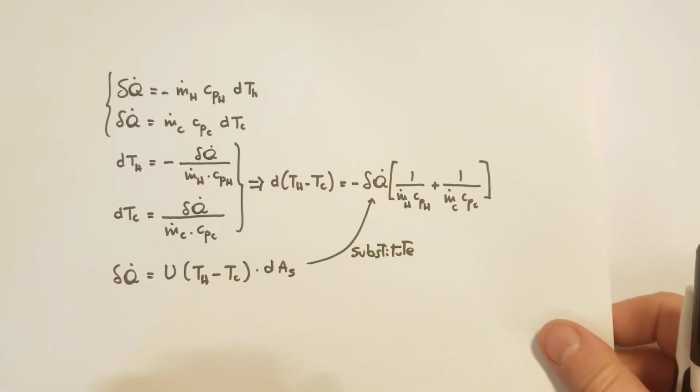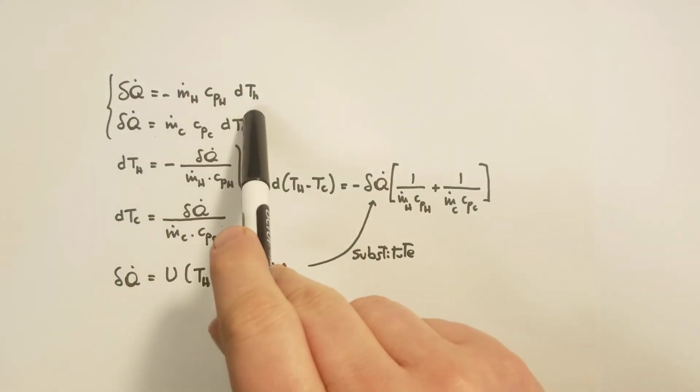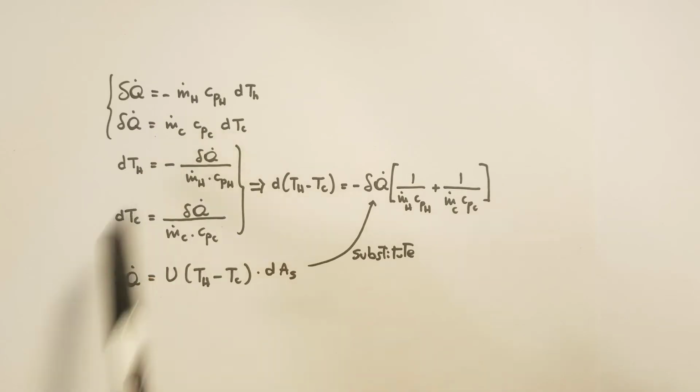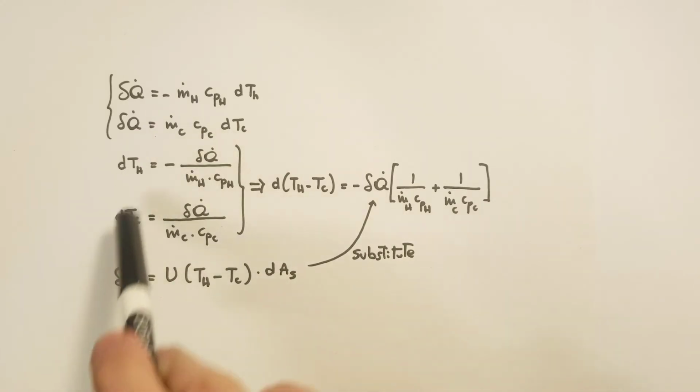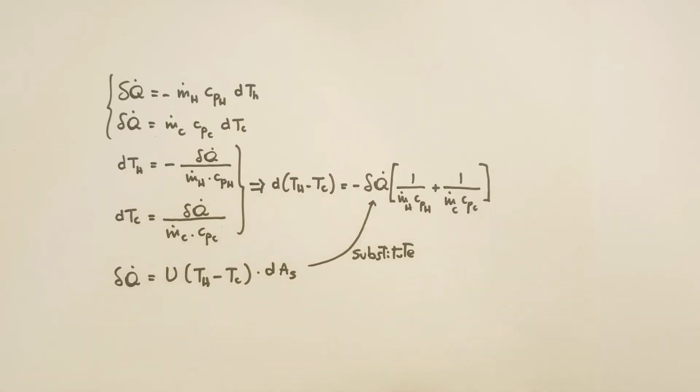The differential heat that's lost by the hot fluid, delta Q, is given by this expression, and that's equal to delta Q that's gained by the cold fluid. So we can rearrange and solve both expressions for the differential temperatures dT_H and dT_C. We take the difference of these two expressions and find this differential expression, but we also know that delta Q dot is equal to U delta T dA_s. So we have nothing here but the differential of the expression that relates Q and U.